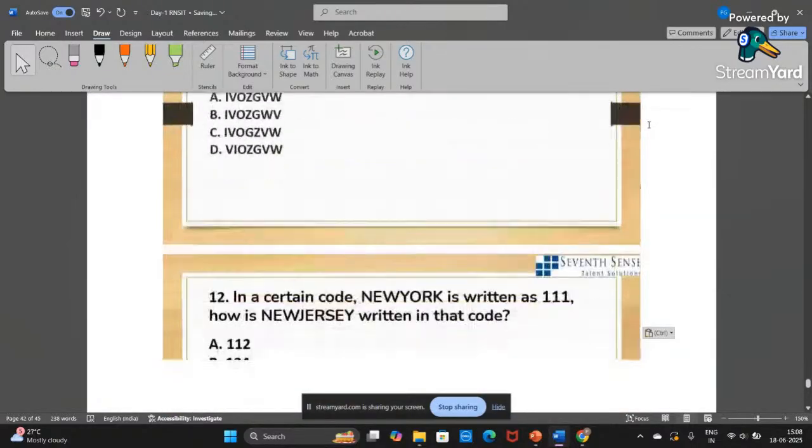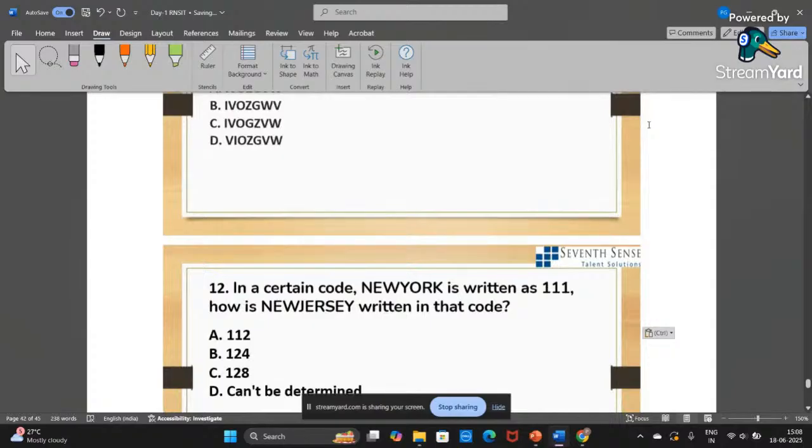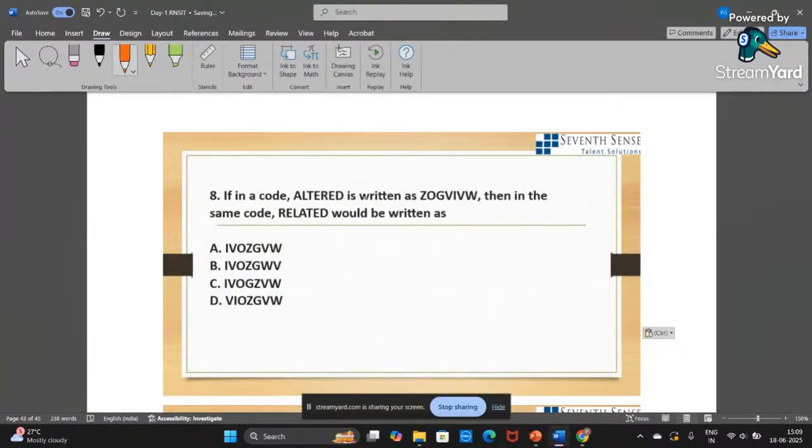See here. For A it is coded as Z. For L it is O. For T it is G. Like that they have given. So we need to find the relation between them. Okay, see the options. R is coded as I. I is there in three options, and V is there in only one option. Let us check with I.